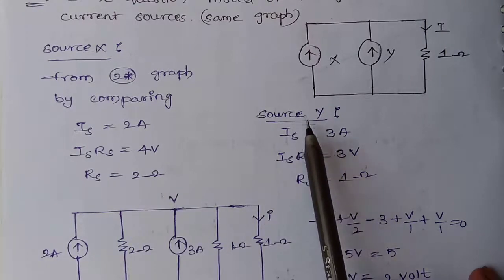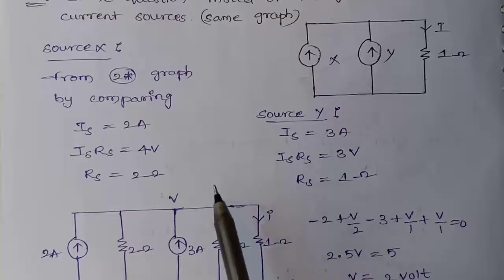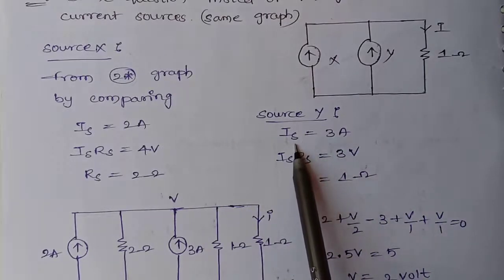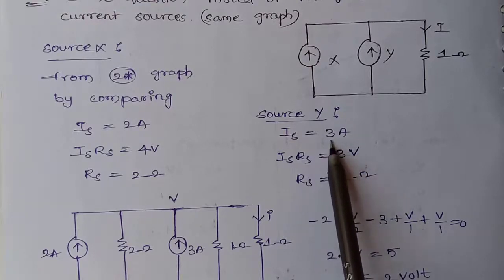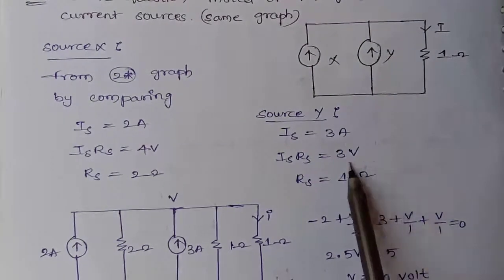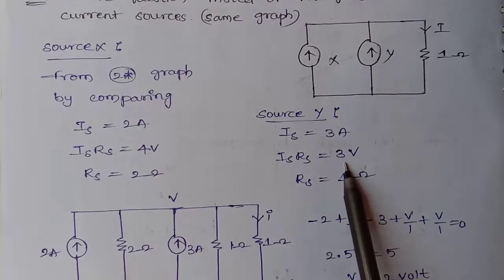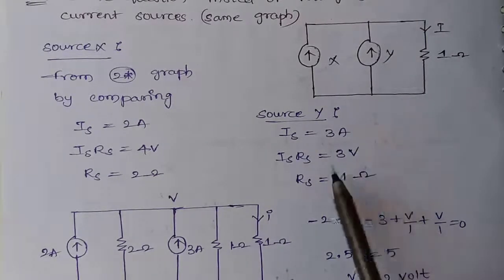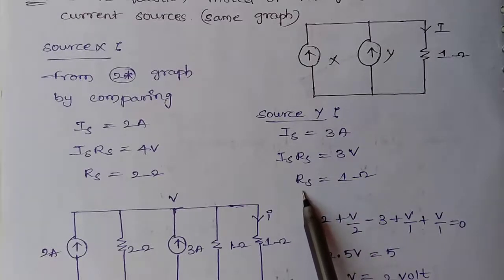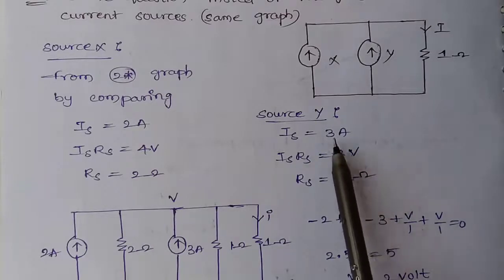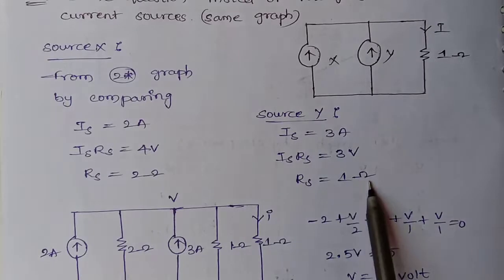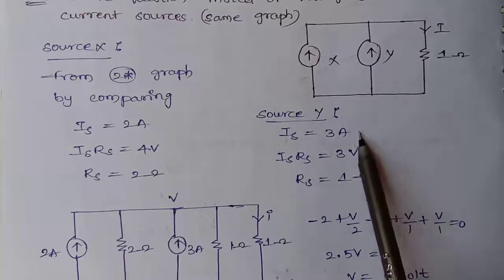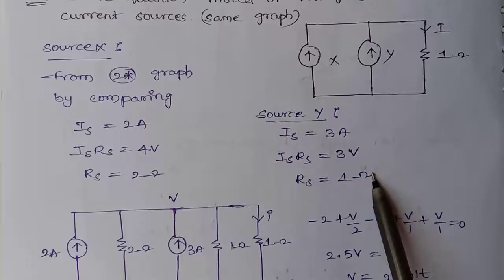Now come to the source Y. For the source Y, the current value from the graph is 3 amperes and the voltage value is 3 volts. We need to find out the internal resistance of source Y. So the internal resistance will become 3 volts divided by 3 amperes, that will become 1 ohm. Now we got the current value of source Y and the internal resistance of source Y, right?